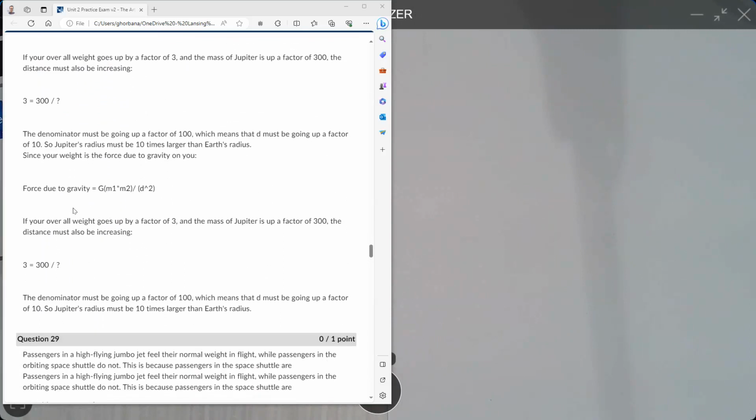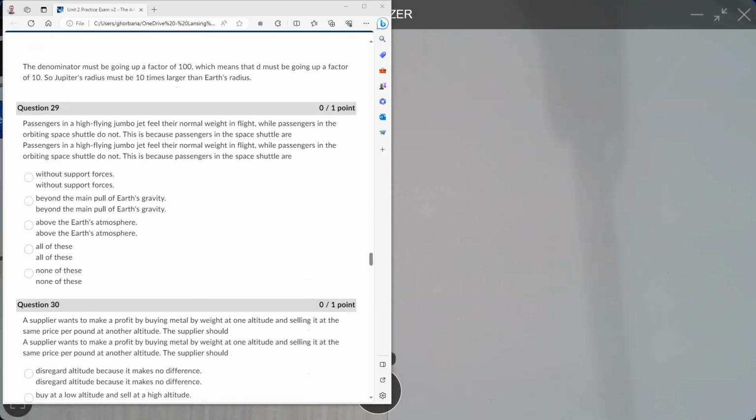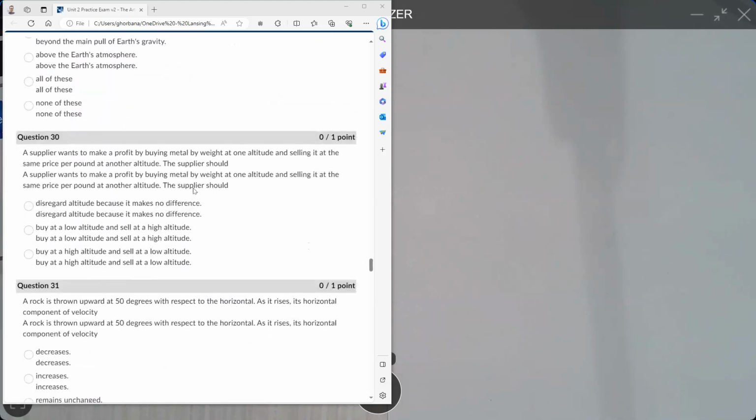Yeah, there is a feedback here. So you can use the feedback. Question 29 is telling that the passenger in a high-flying jumbo jet feels their normal weight in flight, while the passenger in an orbiting space shuttle does not. This is because the passenger in a space shuttle has, you remember, no support force. No normal force. Question number 30.